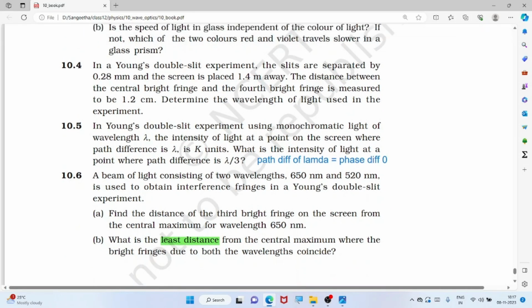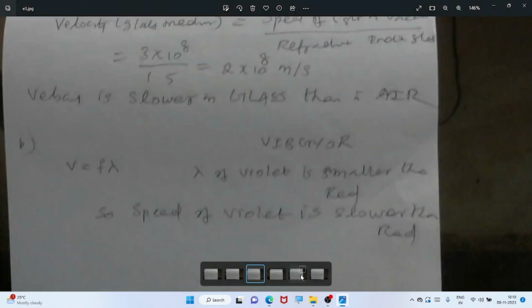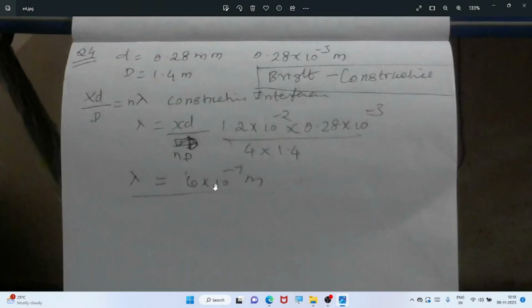In Young's double slit experiment, the slits are separated by small d, which is given, and this is the capital D. The distance between the central bright fringe and the fourth fringe, x, is given for n equal to 4. Determine the wavelength of light. Okay, from the direct formula you can find out. This is the formula, d, and n is also given as 4. Then we have to find the lambda. Substitute this and you will get the lambda. It's straightforward.